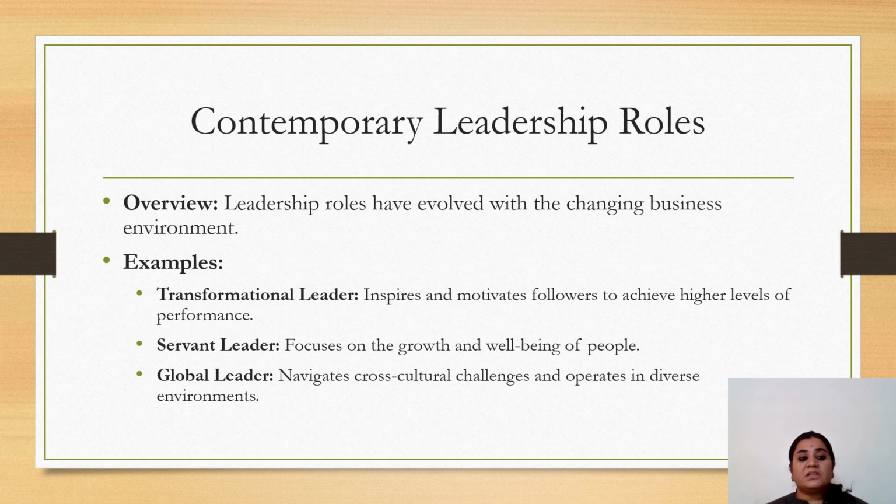Servant leaders focus on the well-being and development of team members, putting others' needs before their own. Global leaders adapt leadership strategy to navigate different cultural, political and economic landscapes in a globalized world.